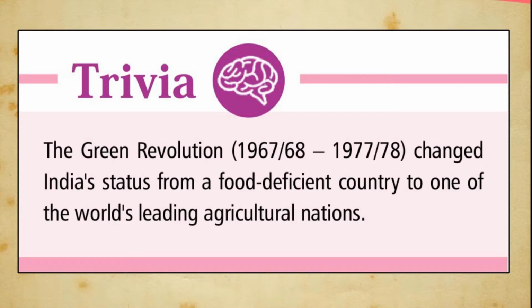Trivia. The Green Revolution, 1967-68 to 1977-78, changed India's status from a food-deficient country to one of the world's leading agricultural nations.